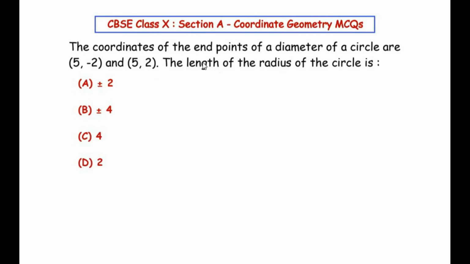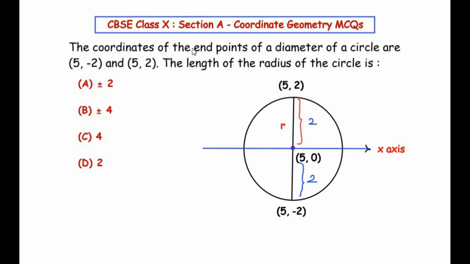So let us try to understand this question by drawing a rough figure first. Now here it has been mentioned that the endpoints of a diameter of a circle are (5, -2) and (5, 2). So we can see that a circle is being drawn and this line represents the diameter, and the coordinates we have taken here are (5, -2) and (5, 2). Now (5, -2) I have placed it below the x-axis, and (5, 2) it is going to be above the x-axis, because the y coordinate is negative here and the y coordinate is positive over here.